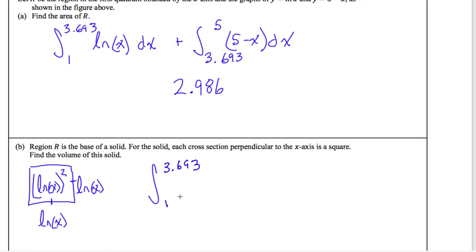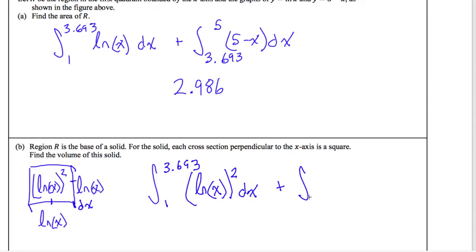I was about to point with my finger, but that doesn't really work for you. Natural log of x, that thing squared, dx, because that's the cross section. This is the thickness. Dx right here is the thickness. If I were making it into the third dimension, that would be dx right here. So that's the first half.